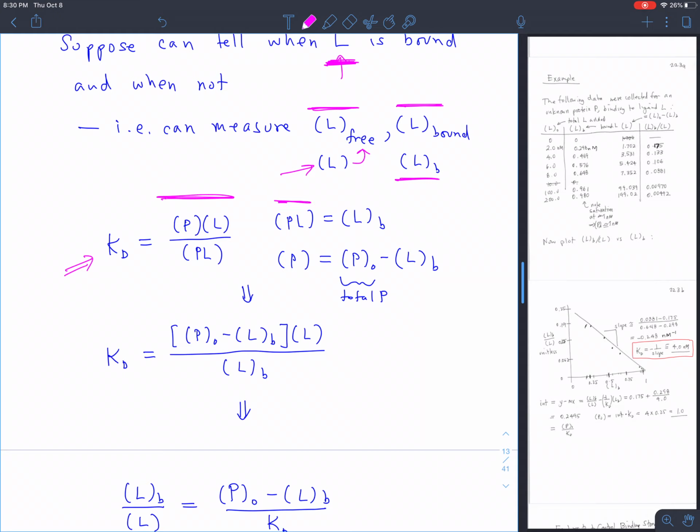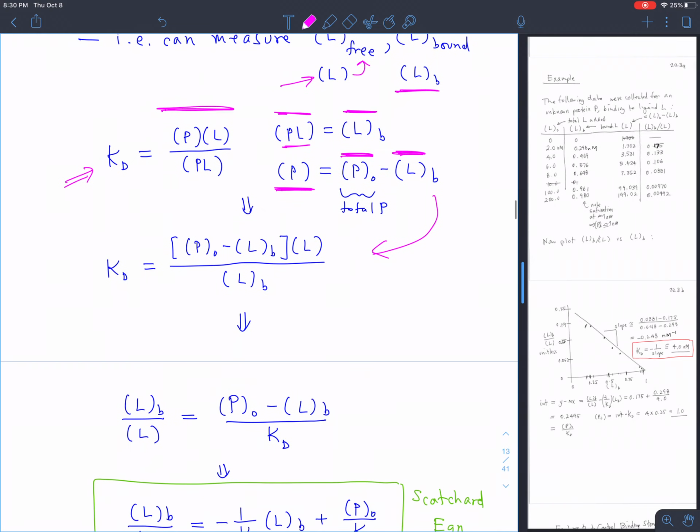The PL concentration is the same thing as the ligand bound, right? If the ligand is bound, then it's bound to a P, and so that's the PL concentration. The free P concentration is the total amount of P present in solution, which we don't know, but there's some value to it, subtracting the amount of PL, which is the bound ligand. Plugging those numbers in, we get that KD is equal to P0 minus the bound ligand times the free ligand divided by the bound ligand.